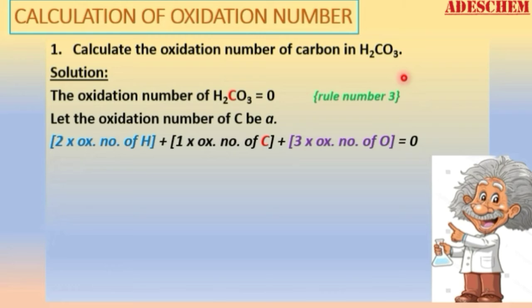Now, the oxidation number of hydrogen, like I said earlier, is always +1, except in peroxides. So we are going to have 2 times the oxidation number of hydrogen, which is +1.